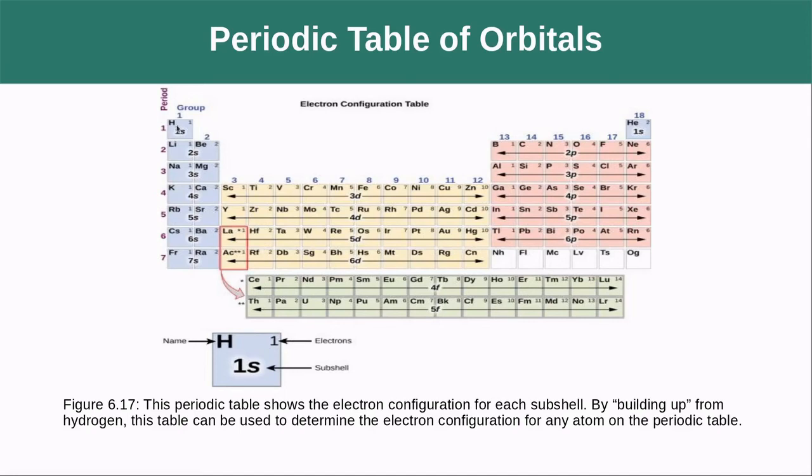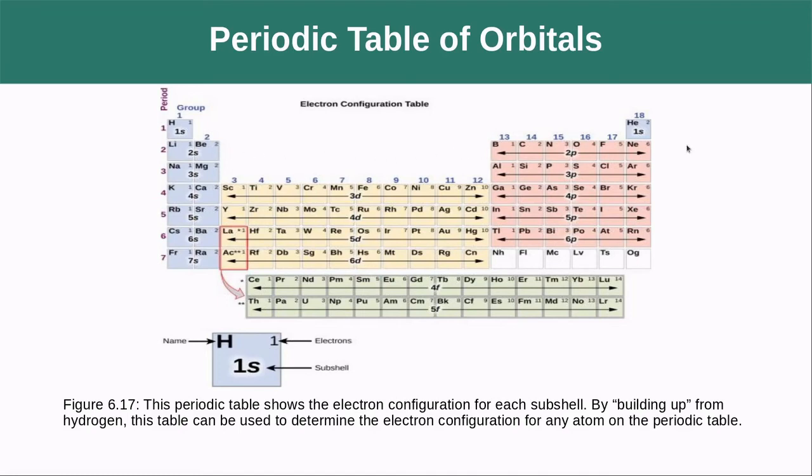And you can see that in these blocks. It's the way that the whole table is actually set up. So you have your 1s, which has 2 electrons, so the first one is going to be hydrogen, the second one is helium. Then you have your 2s block, and that's going to be lithium and beryllium. Those are where you're going to put your electrons to make those atoms.